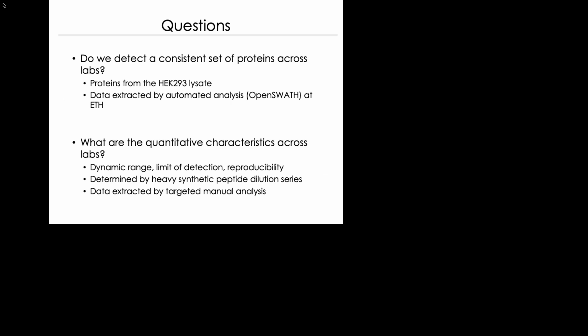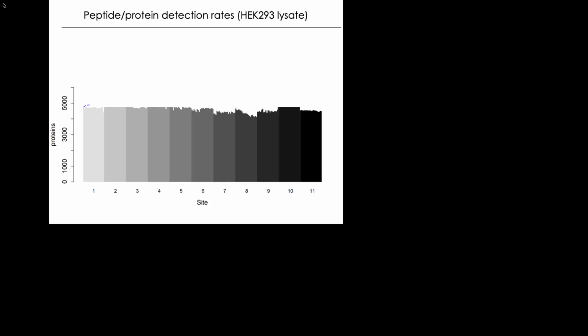Do we detect a consistent set of proteins if the same sample is acquired in different instruments? And what are the quantitative characteristics across labs? So this is what came out. I already showed this last Wednesday, and now I want to go into a little bit more detail. The first thing, this is what we observed when we looked at each run individually. Each file was searched against the library, and the number of proteins identified. We see that when you analyze these samples, they are quite consistent, which is a good thing.